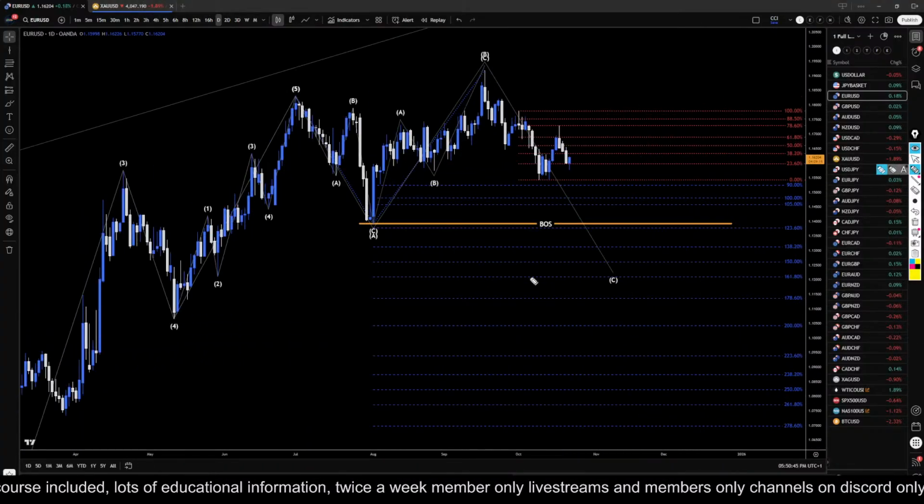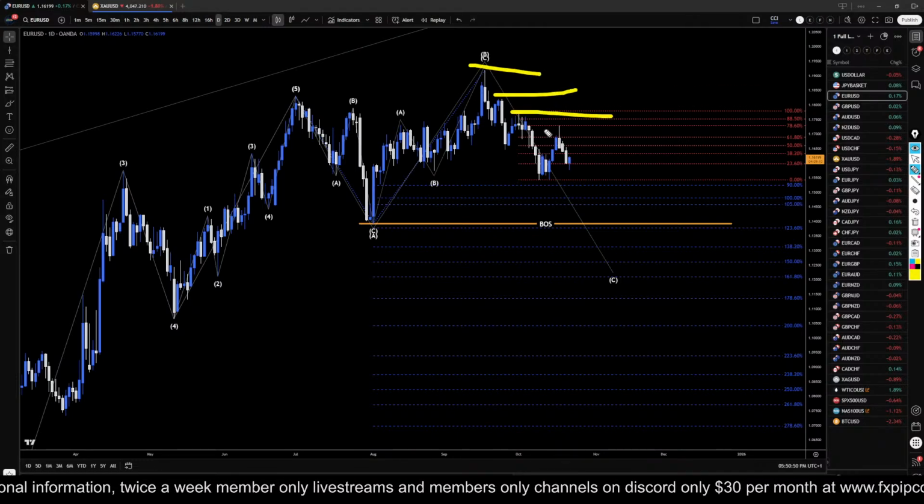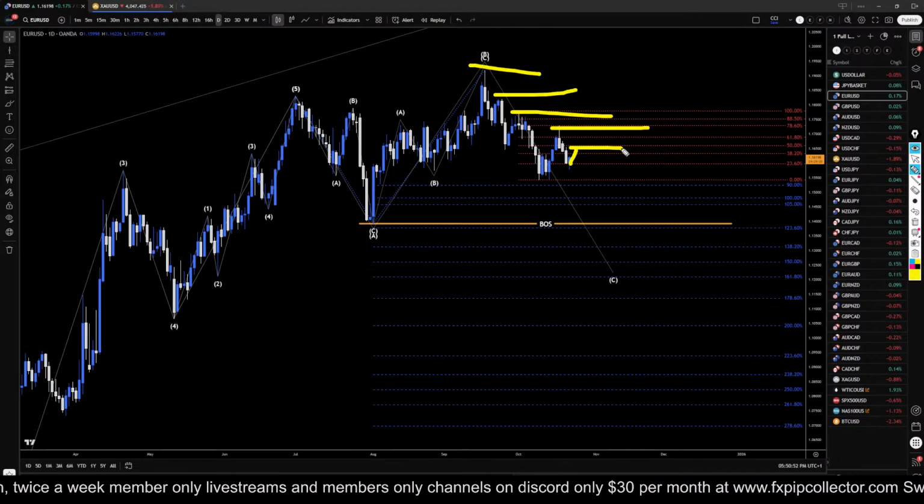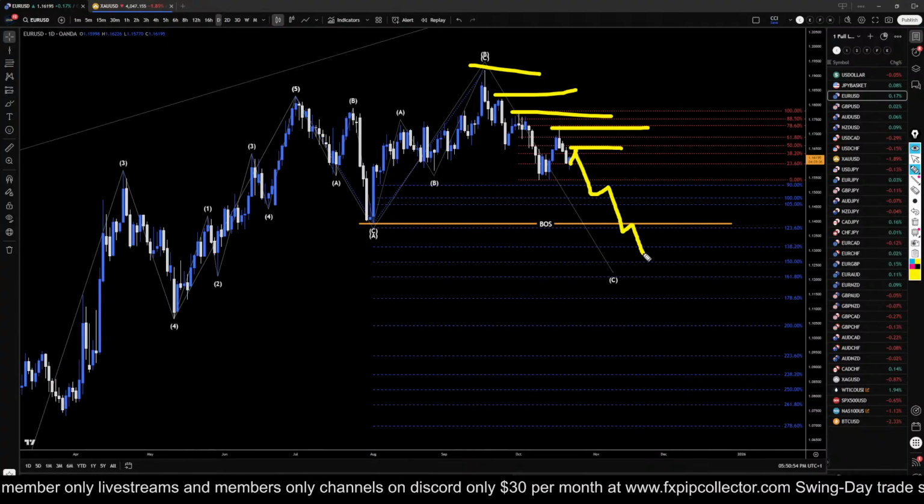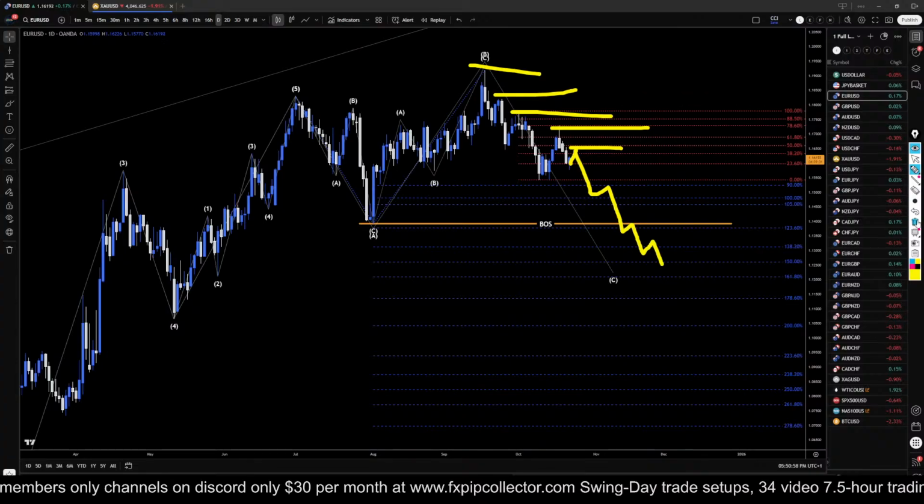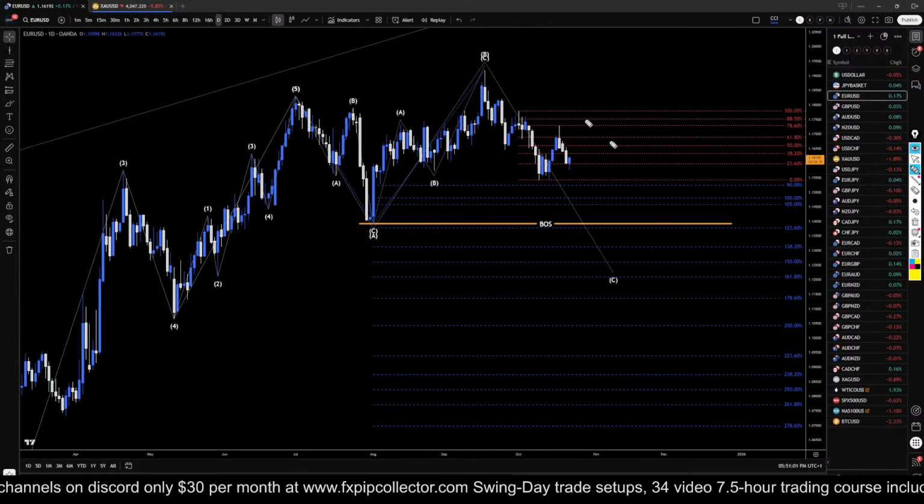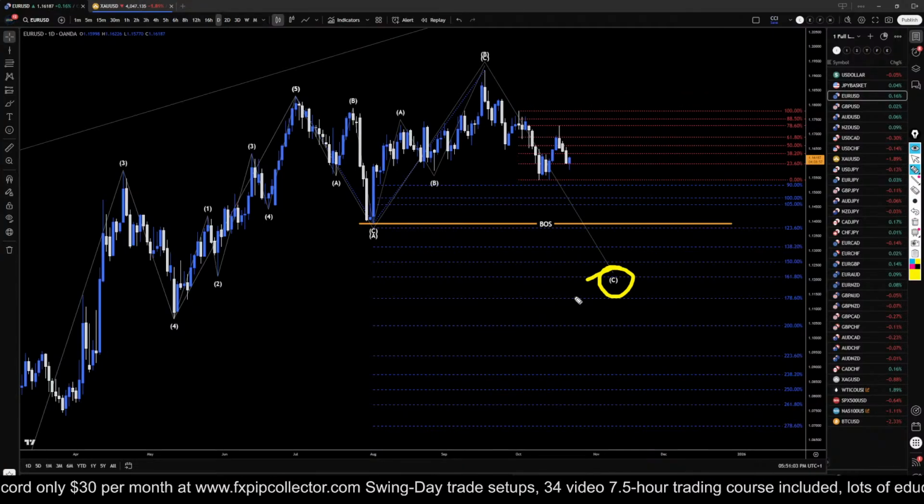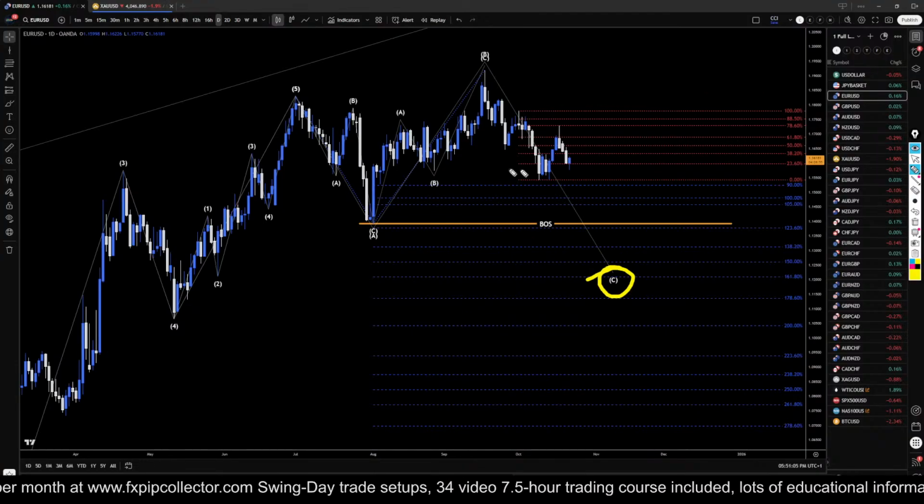Honestly, the daily time frame makes me think this is lower high, lower high, lower high, lower high. I mean, maybe it does go up a little bit, but lower high, lower high. The daily time frame makes me think this is what's going to happen. But the problem is if this is really a wave C, then it should be impulsive, and it's really not that impulsive anymore.